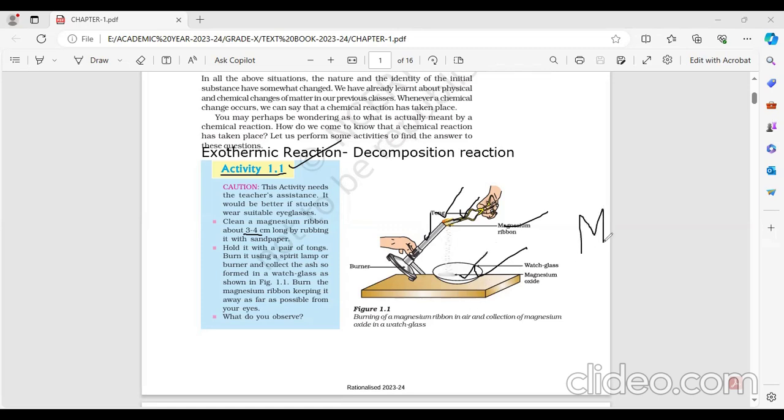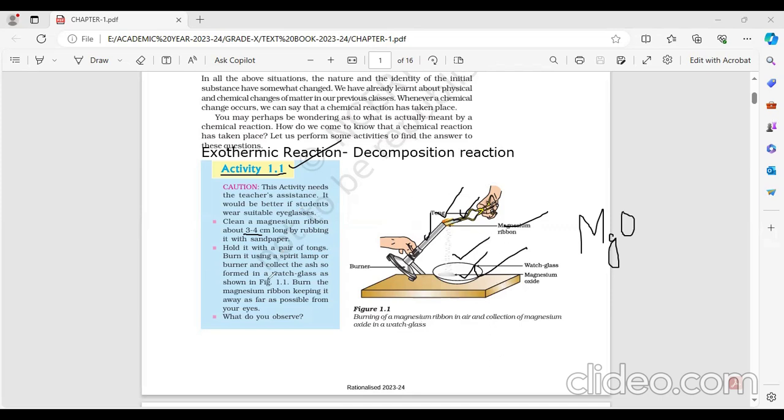So what is the chemical formula of magnesium oxide? MgO. Okay, magnesium oxide. And is it acidic or basic? It is basic. How do we come to know? By using litmus paper, red litmus paper. That activity is also explained in the video. Please watch the video. And what is the color of magnesium oxide? White.